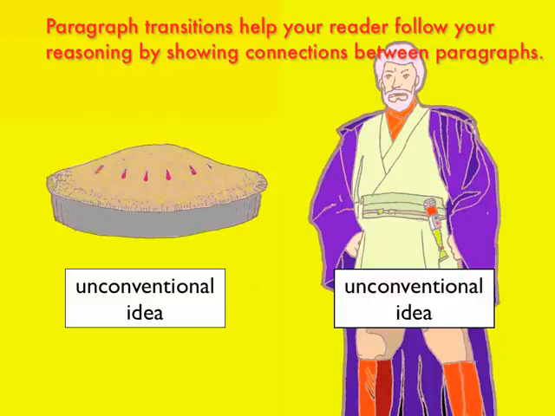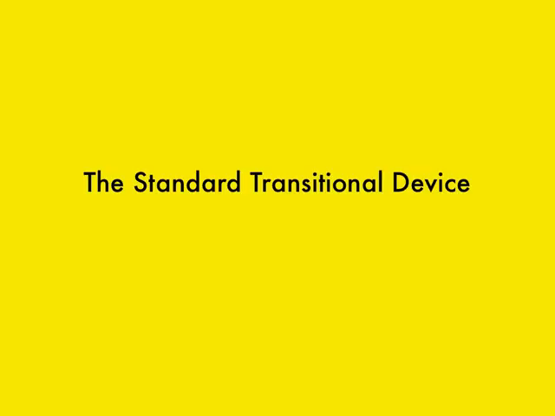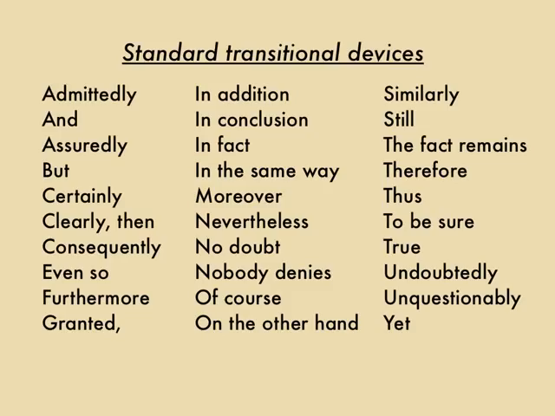They help your reader follow your reasoning by showing the connections between statements. And one place where writers must learn to put transitions is between paragraphs. So let's look at just two kinds of paragraph transitions. 1. Standard transitional devices. 2. Paragraph links. The easiest kind of transition is the standard transitional device. Here's a list.